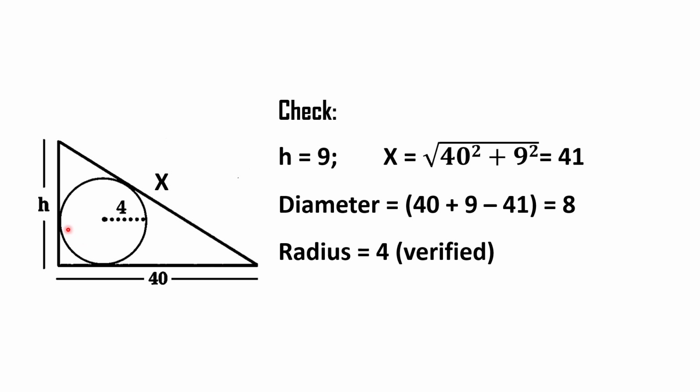Now you can check that if you put x equal to 41 and h equal to 9, the diameter should be 40 plus 9 minus 41, that is equal to 8. Hypotenuse 41, altitude 9. So 40 plus 9 minus 41 is 8. That is the diameter. So diameter 8 means radius 4, and the radius is given as 4. So the answer is verified. The altitude is 9 units, confirmed.